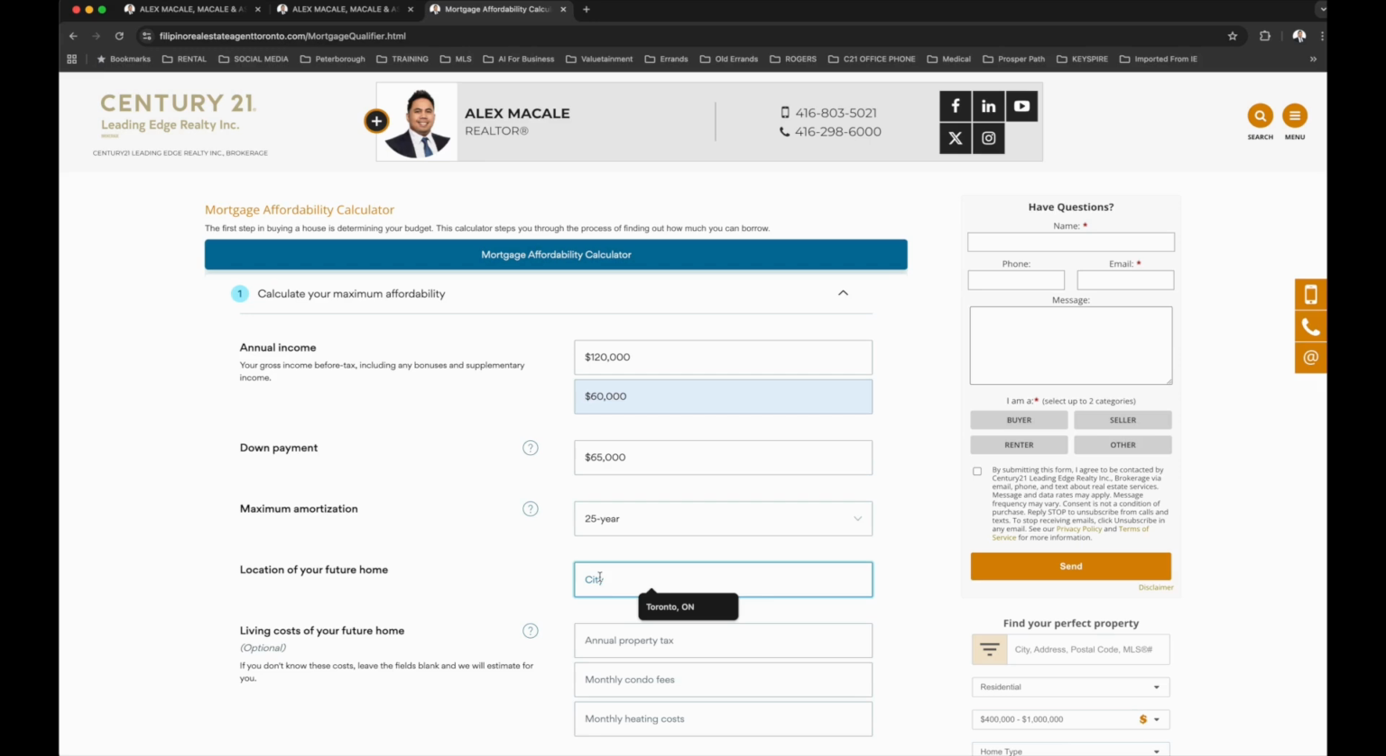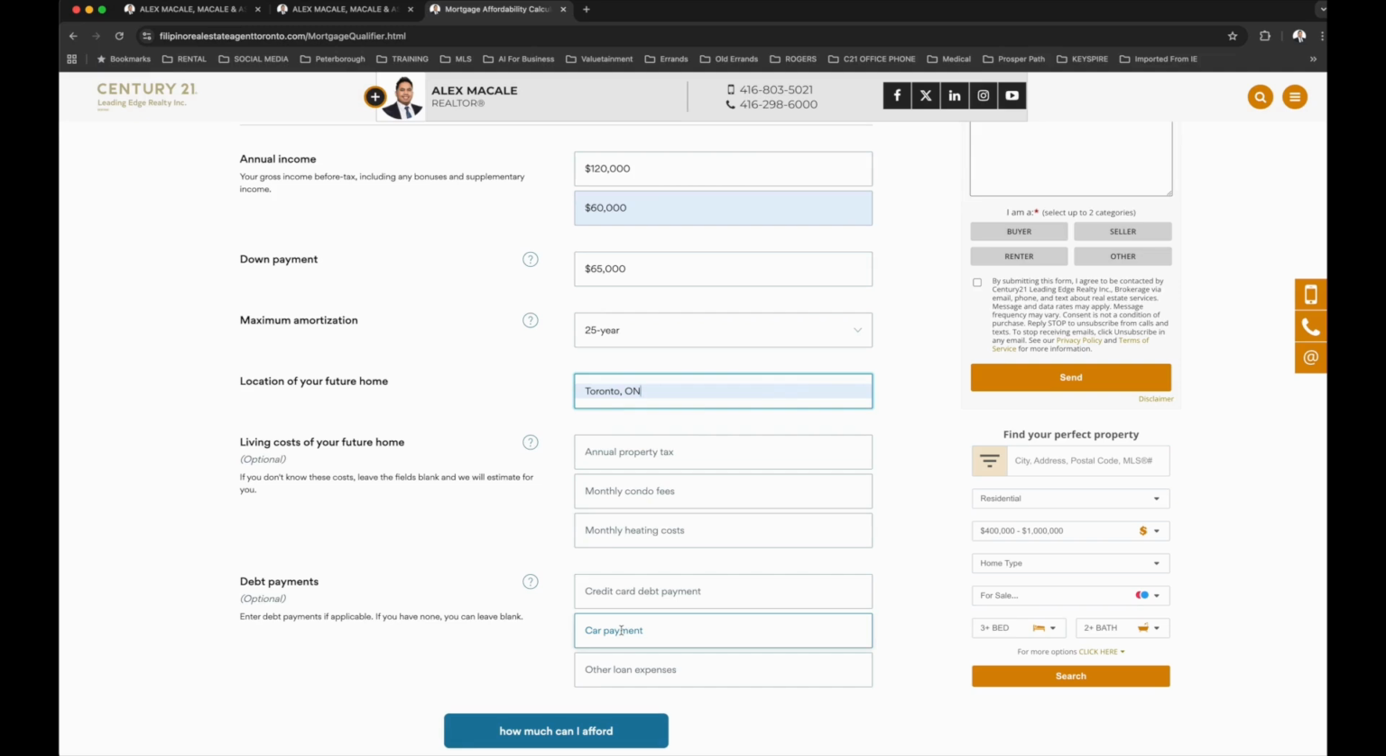Also, as you know, Toronto has a double land transfer tax, so put in Toronto here. And also your living costs. For example, how much is the property tax? Let's say $3,500 is the property tax. If this is not a condo, you don't put anything here. If it's a condo, you put in your condo fee here. Also heating costs, let's say $100 a month.